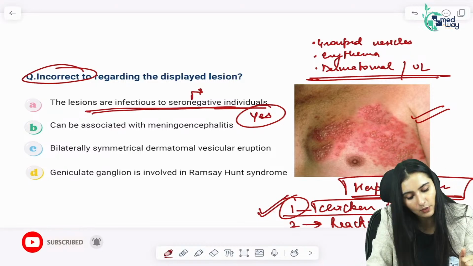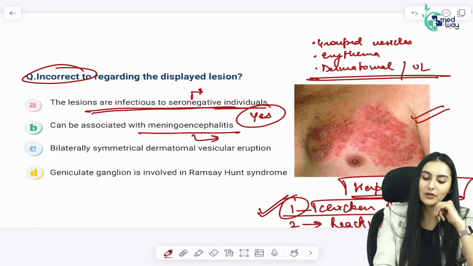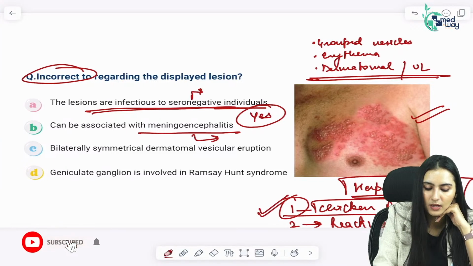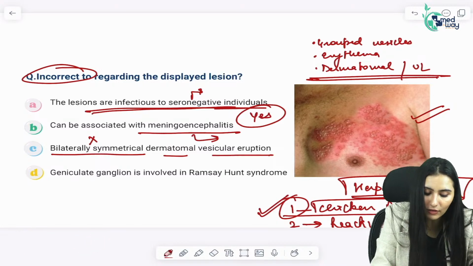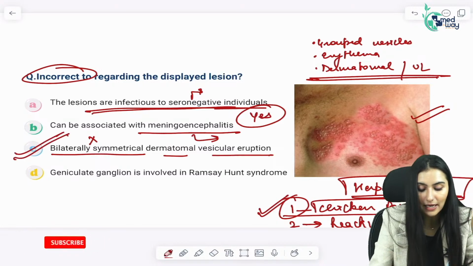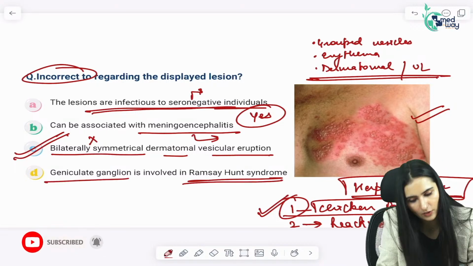They want incorrect. Can be associated with meningoencephalitis. Yes, it is a rare complication. Bilaterally symmetrical dermatomal distribution. Bilaterally symmetrical is not true. Dermatomal, yes. Vesicular eruption, yes. But bilaterally symmetrical makes this answer incorrect. And geniculate ganglia is involved in Ramsay-Hunt syndrome, that is also true.